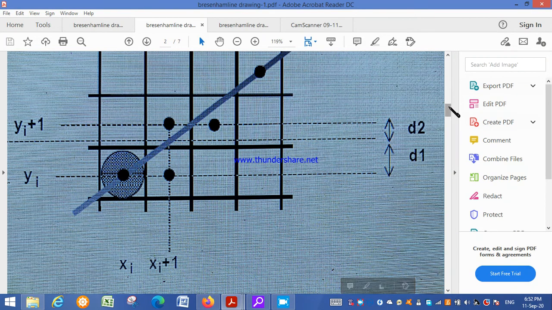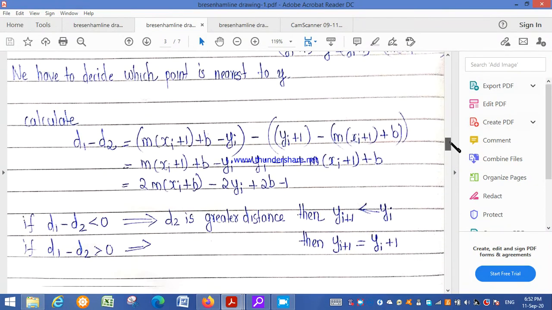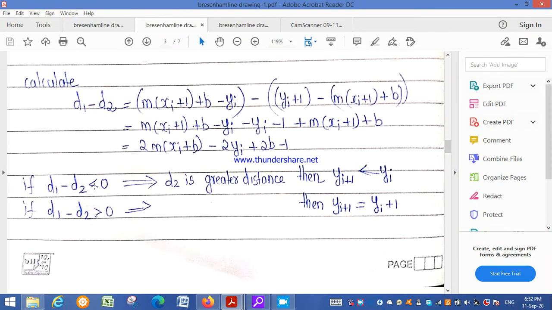So that's the thing that I explained here. If d1 minus d2 is less than 0, it means the d2 distance is greater. In that case we select d1. d1 means we are selecting the position yi. Okay. If d1 minus d2 is greater than 0, it means that the d1 distance is greater, that is, the d2 distance is less. In that case we select yi plus 1 as the position.